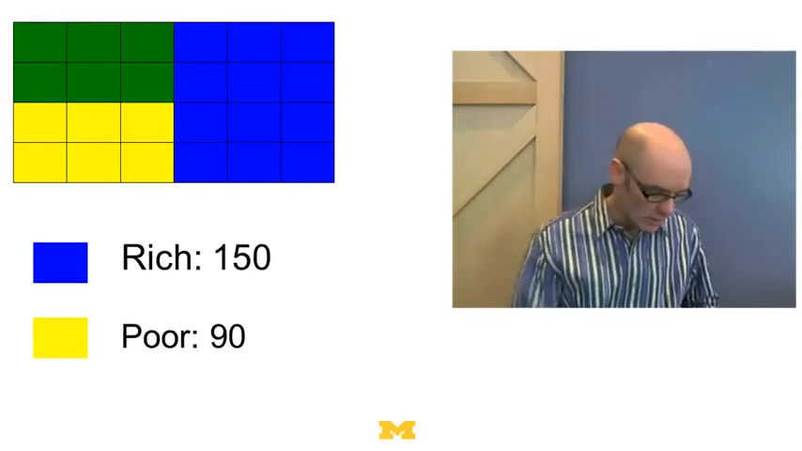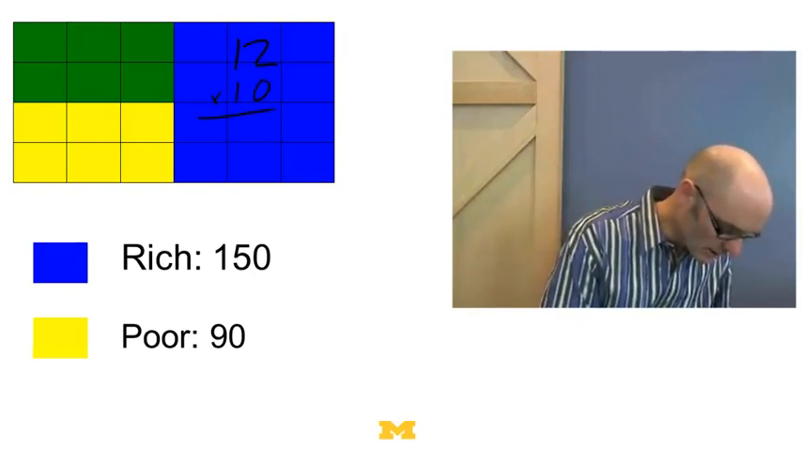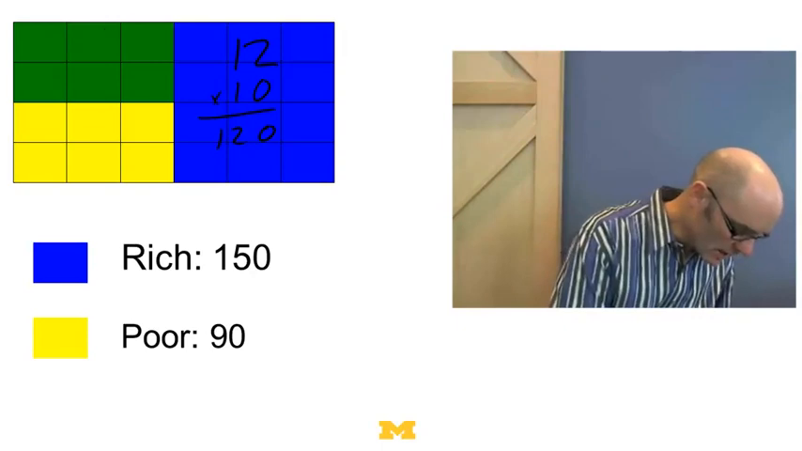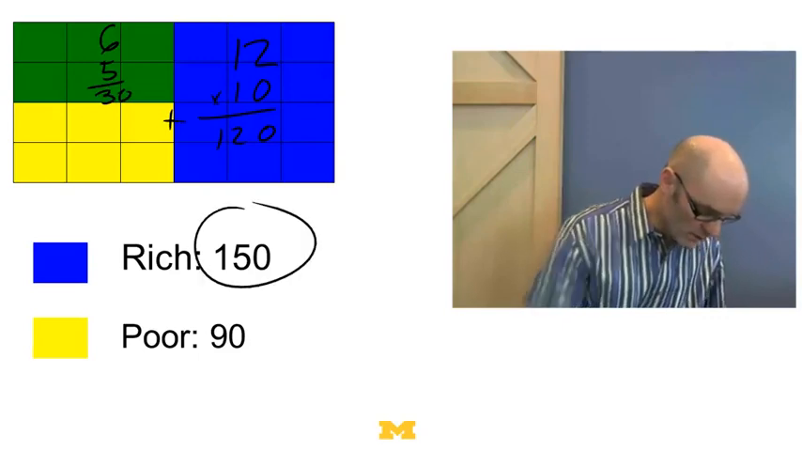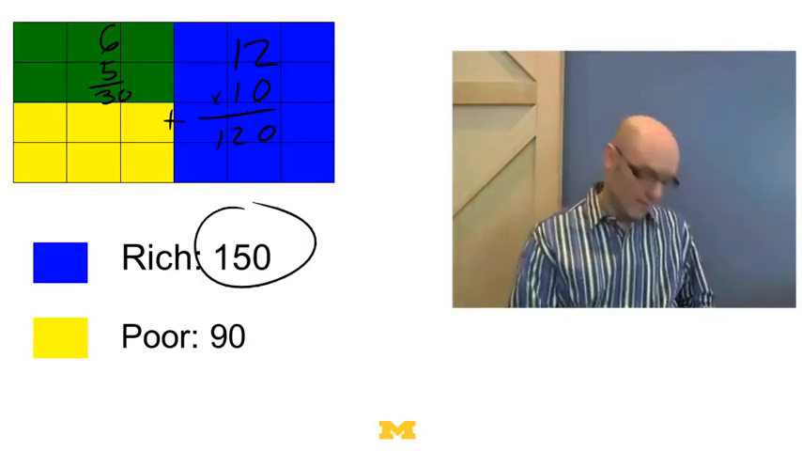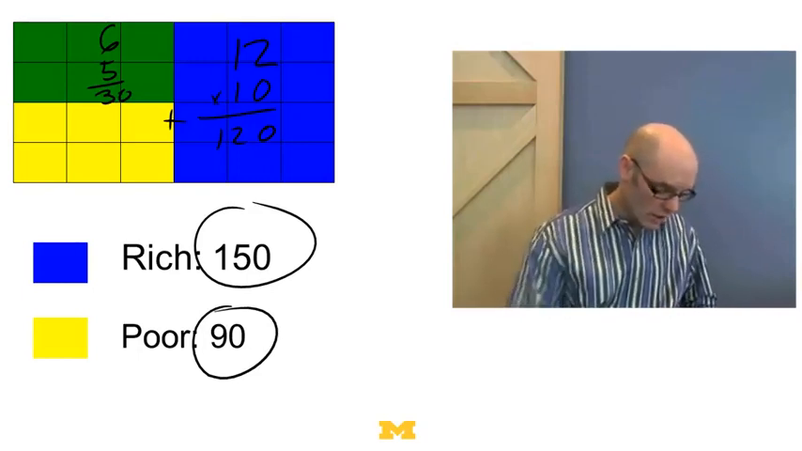So what does that give me total? Well, I've got 12 blocks here, and I've got 10 people per block, so that's 120 rich people here. And I've got 6 blocks here, but there's only 5 rich people per block and 5 poor, so that's 30. So 120 plus 30 equals 150. So I've got 150 rich people, and then I've got 90 poor people. So 240 people total, 150 rich, 90 poor.